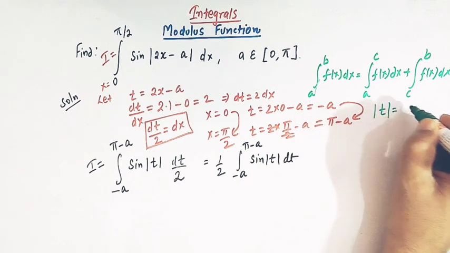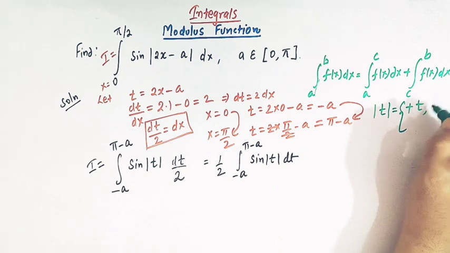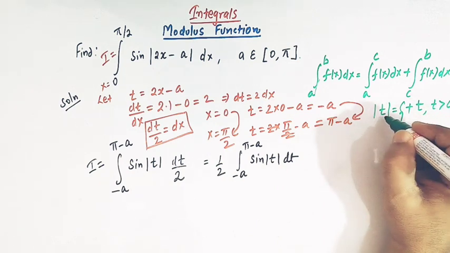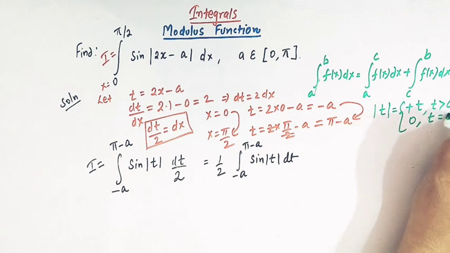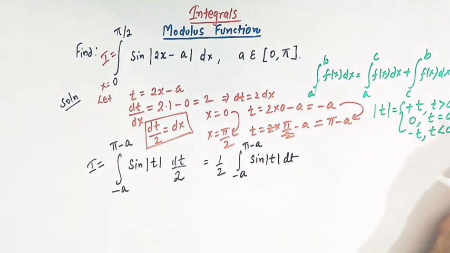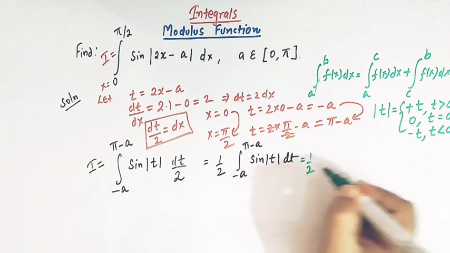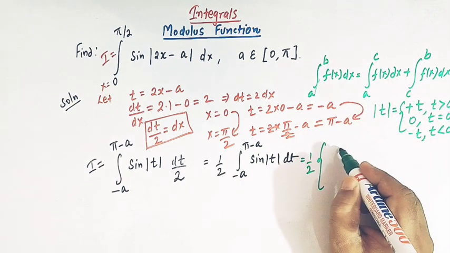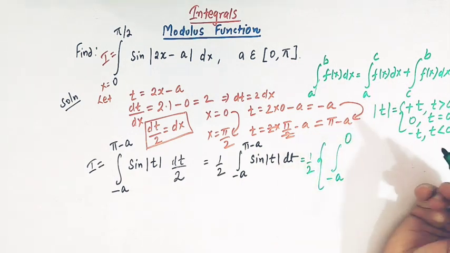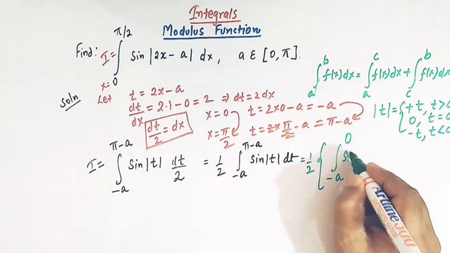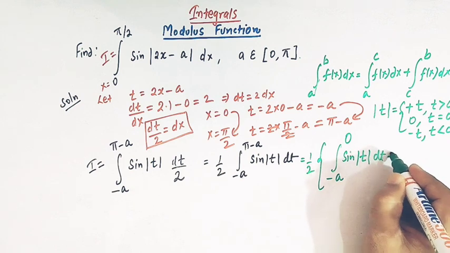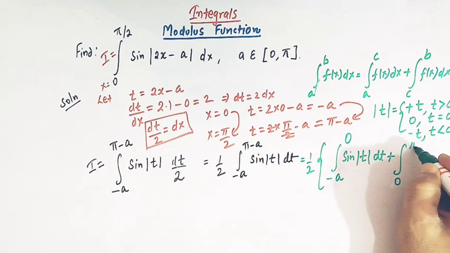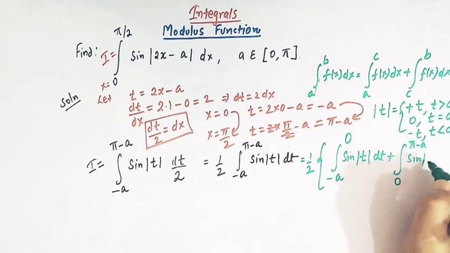So before applying this property, let us see the definition of mod function, right? Now see, mod of t is defined as positive t whenever t is greater than 0, right? Mod of t is 0 when t is equal to 0, and mod of t is minus t whenever t is less than 0, right? So now what we will do, we'll write this integral as a sum of two integrals, right? So the first one goes from minus a to 0, that is, from minus a to 0 we have sine of mod of t dt, and the second one is from 0 to pi minus a, and here we have sine of mod of t dt, right?